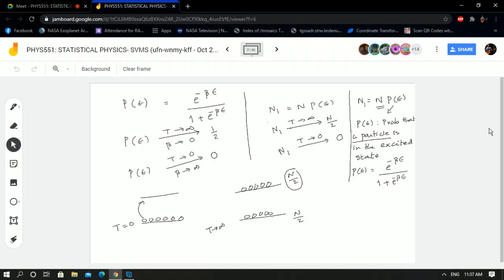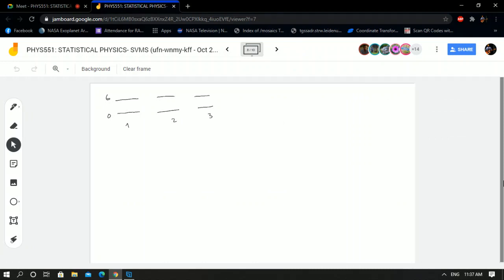Suppose, for argument's sake, I have 3 particles. Each of them can be in 0 or epsilon. Now suppose I have the first particle, second particle, third particle, and all of them are in the ground state. Then the energy is 0 plus 0 plus 0 equal to 0. Suppose the first particle is in 0, the second particle is in the excited state, and the third is 0, then we have epsilon.